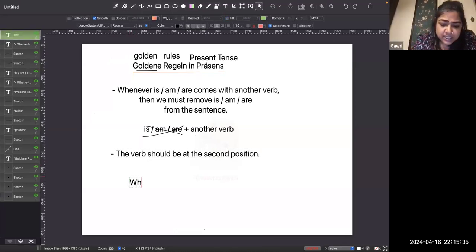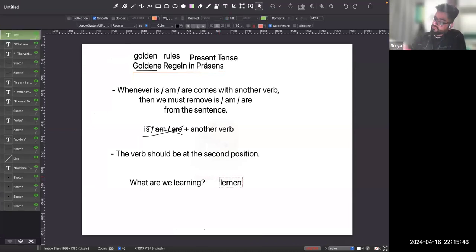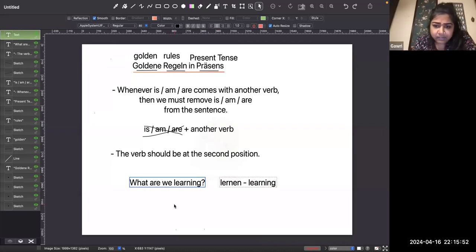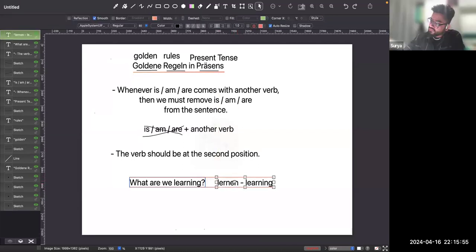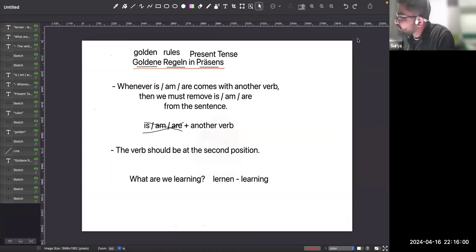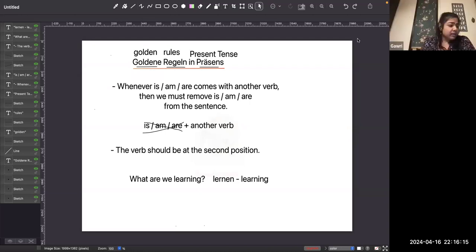So if there is a question like, what are we learning? Translate it on your own. For learning, I am writing the word here: learn. Don't tell the answer right now. Let everyone finish, then we will discuss. Apply these two rules and translate this sentence. No hurry. Take your time.